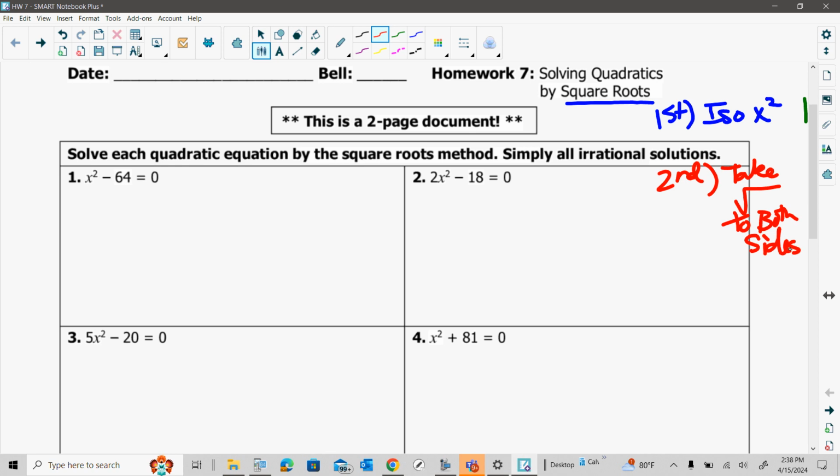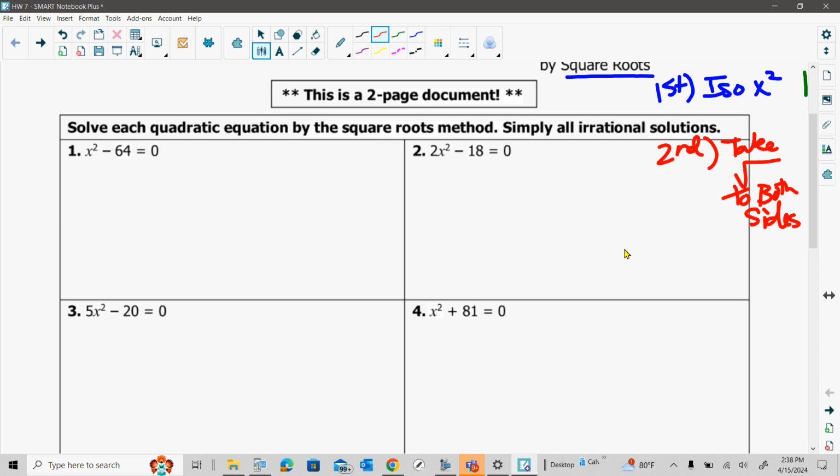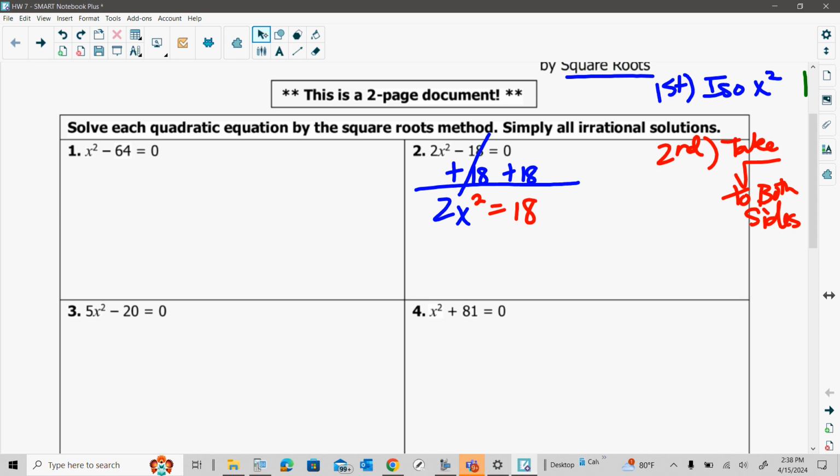So like on number 2, I'm going to start on this even side here. I'm just going to do a couple. This 2x squared term needs to be isolated. And to do that, you're going to have to add 18 to both sides to get rid of this minus 18. We eliminate that. Now we'll have 2x squared equals 18.